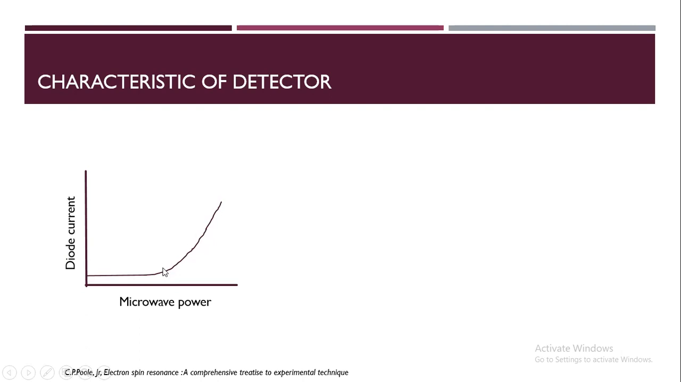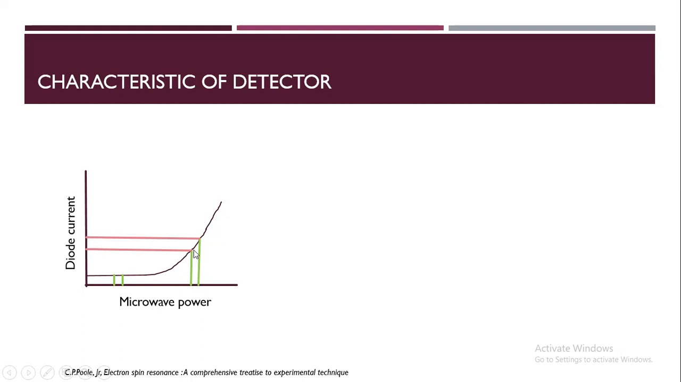So if we take a microwave power in the lower range, you see there is no change in the diode current. But if we take the microwave power in a higher range, there is a significant change in the diode current. So if we are taking the microwave power from the source in this range, the sensitivity is very high.